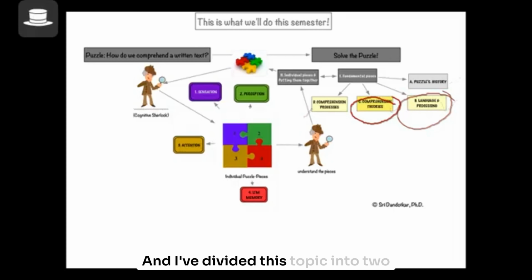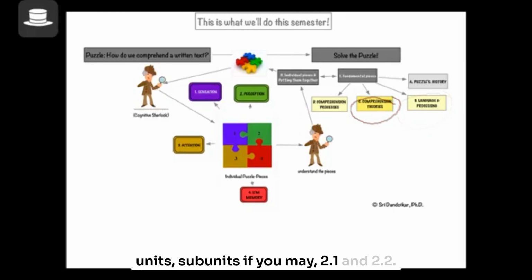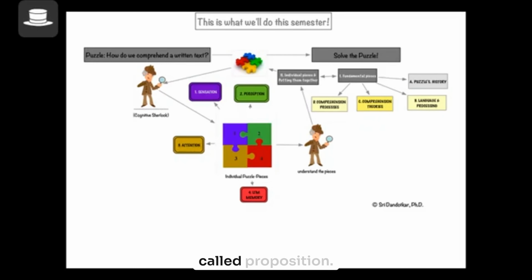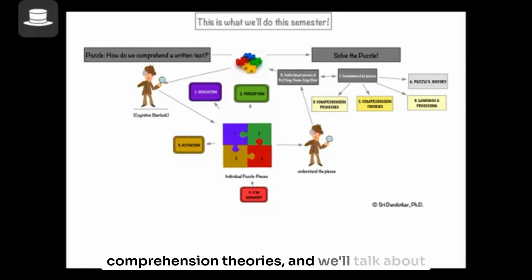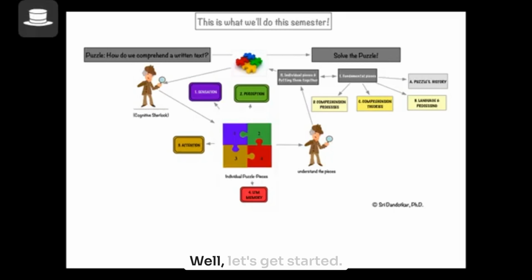And I've divided this topic into two units, if you may: 2.1 and 2.2. 2.1 will talk about some basic assumptions of comprehension theories in general, and particularly we'll talk about a construct called proposition. In 2.2, we'll talk about specific comprehension theories, and we'll talk about three most prominent comprehension theories. Well, let's get started.